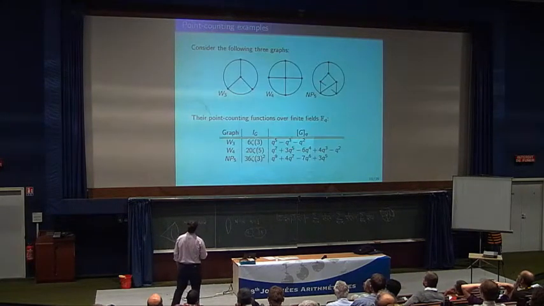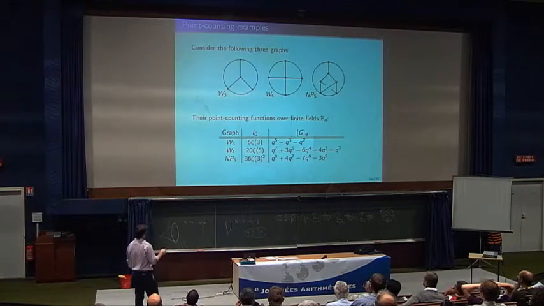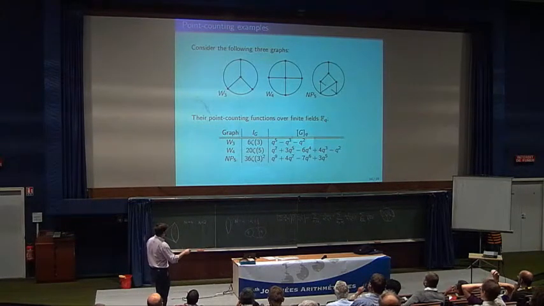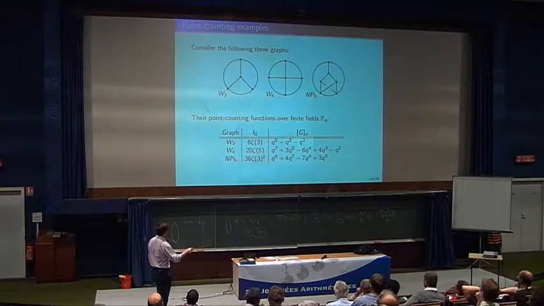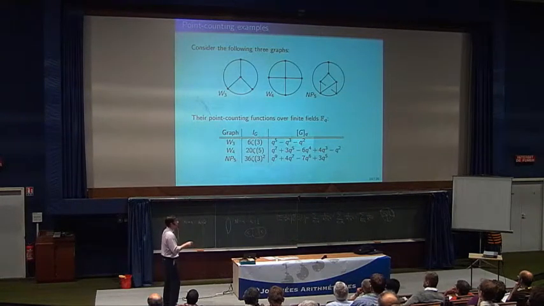So let's look at some examples. We had these 3 graphs: the wheel with 3 spokes, the wheel with 4 spokes, and a non-planar 5-loop graph. Here I've computed the point counting functions for their affine hypersurfaces, and you get something like q to the 5 minus q cubed minus q squared. We see that in all these 3 cases, they are indeed polynomials in q, for all q.